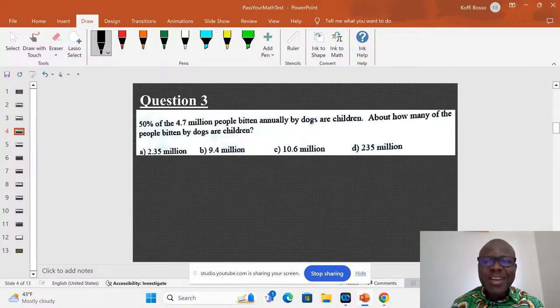Let's solve this without a calculator. They say 50% of the 4.7 million people bitten annually by dogs are children. How many of the people bitten by dogs are children?